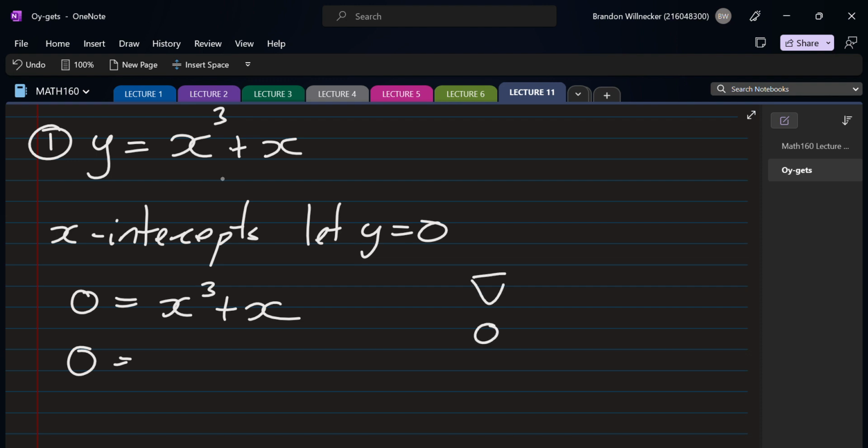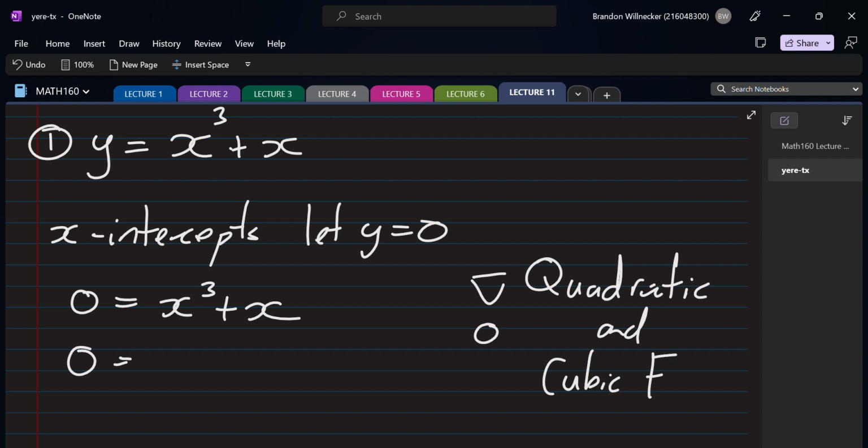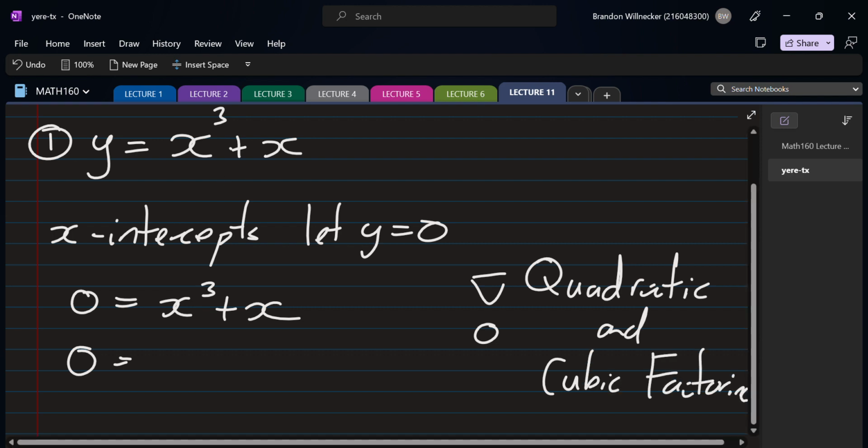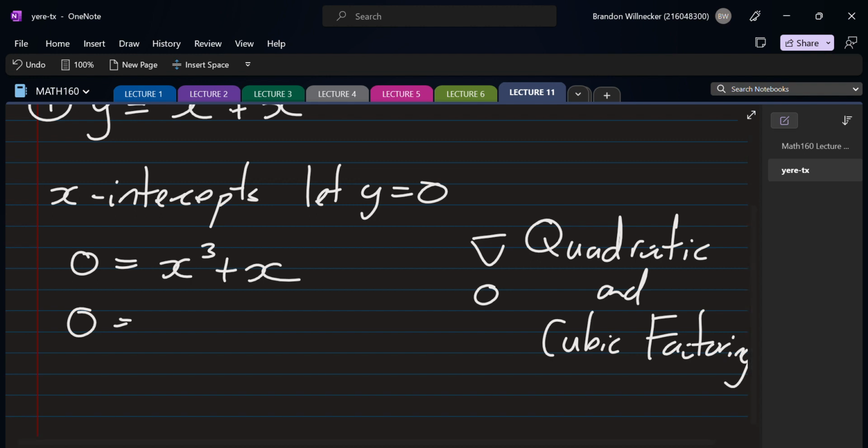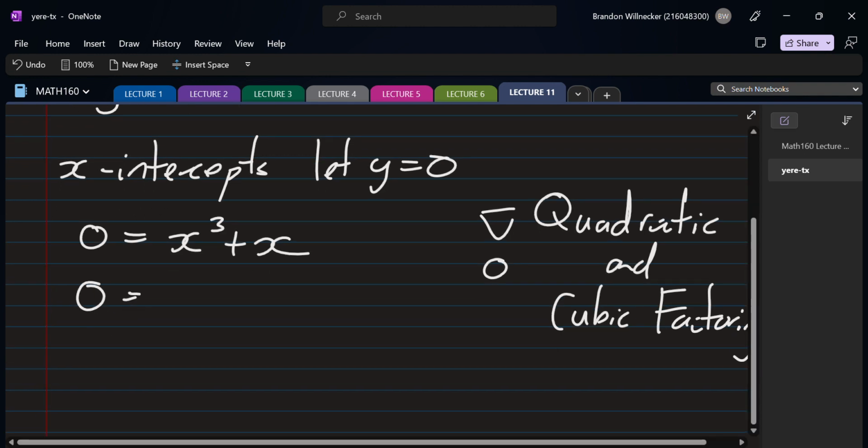If you need to go over your quadratic and cubic factoring, please do so. It's a very key tool that we use when calculating these. If you don't know how to factor, you won't even get to the part with sketching. So please make sure you go over that.